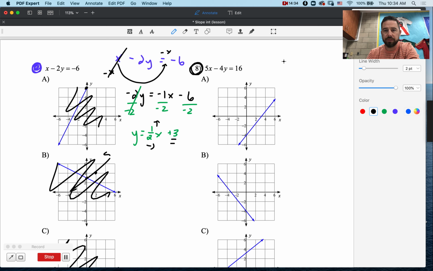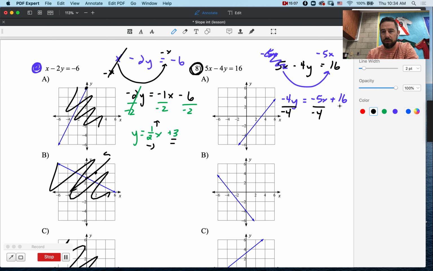Okay, let's do this. So we have 5x minus 4y equals 16. Get the 5 to the other side. So I'm going to subtract 5x, gone. So I have negative 4y equals negative 5x plus 16. And then I'm going to divide by -4 because we want to get that y by itself.